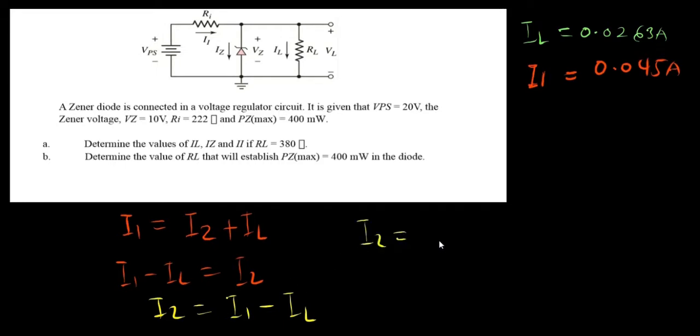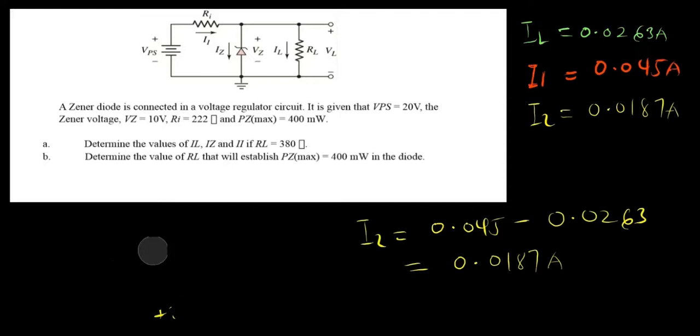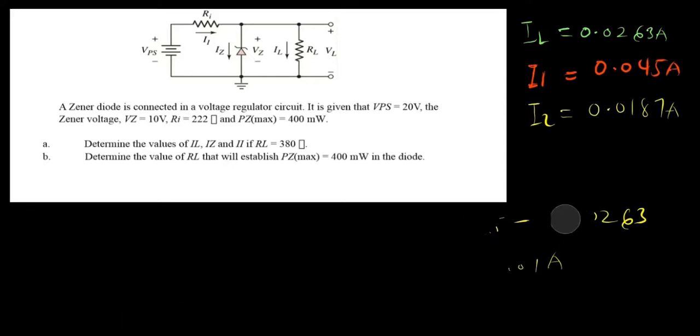So IZ will be equal to I input, which is 0.045 ampere, minus the load current, which is 0.0263 ampere. So what will be the value for this? 0.045 minus 0.0263 gives me IZ equal to 0.0187 ampere. So that's the value for IZ. IZ equals 0.0187 ampere. Okay, so that was the first part of the question.